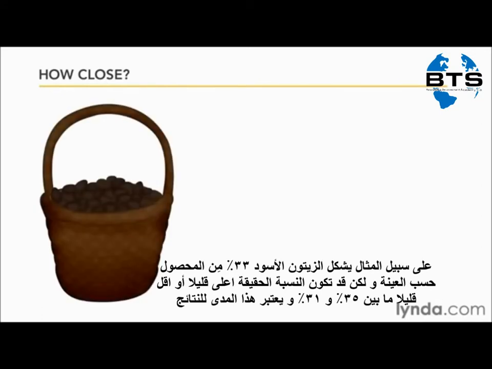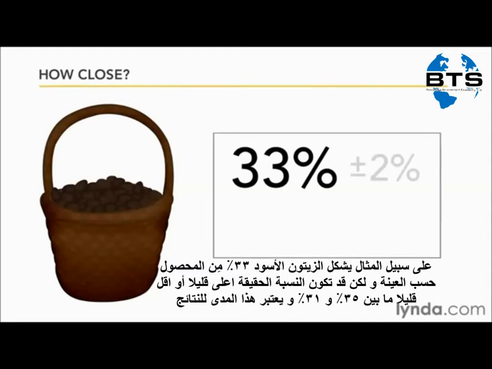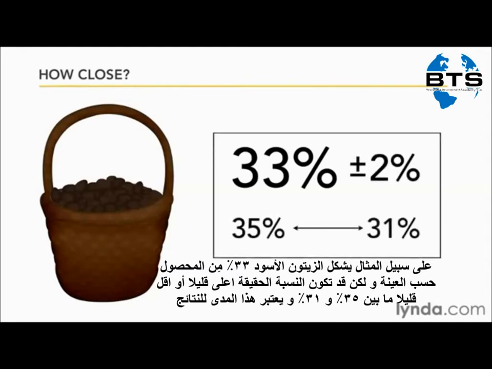So for example, black olives make up 33% of your sample. Well, the total might be 33%, but most likely it varies a little bit. So for example, it might be 33% plus or minus 2%. So the total percentage of black olives might be between 35% and 31%, indicating how close gives you a range.